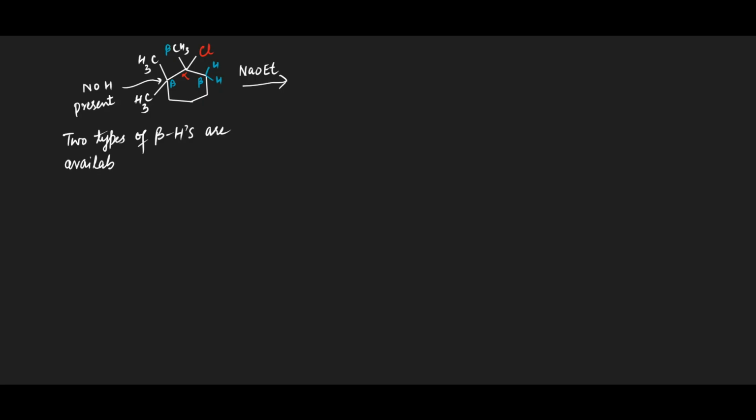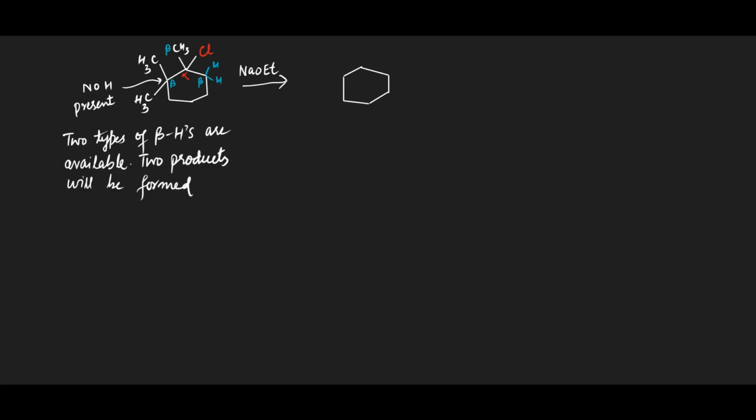Consider this cyclic substrate. With respect to chlorine substituent, there are three beta positions. This beta carbon doesn't have any hydrogen. Thus, only two types of beta hydrogens are available and hence two products will be formed.